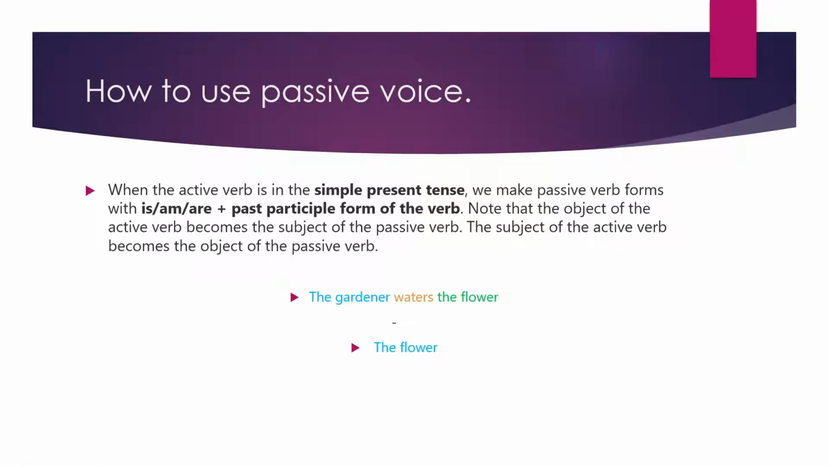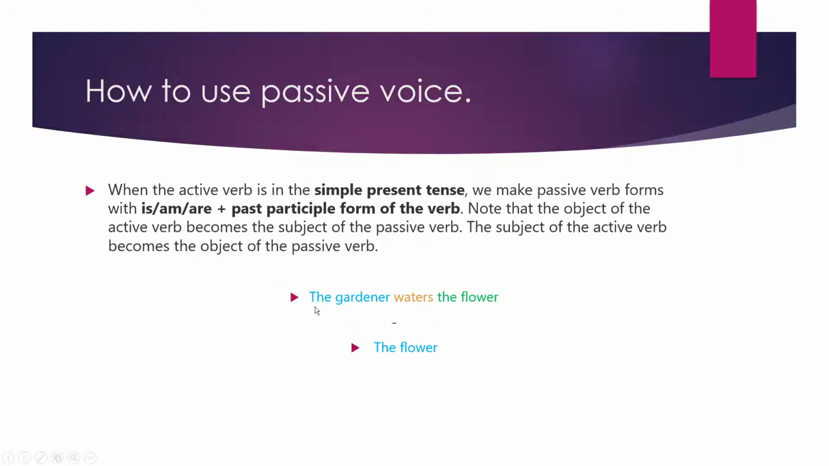How do we use passive voice? Well, when the active verb is in the simple present tense, we use passive verb forms, okay, with is, am, are, and the past participle form of the verb. Okay? In passive voice, the subject of the active verb becomes the object of the passive verb.